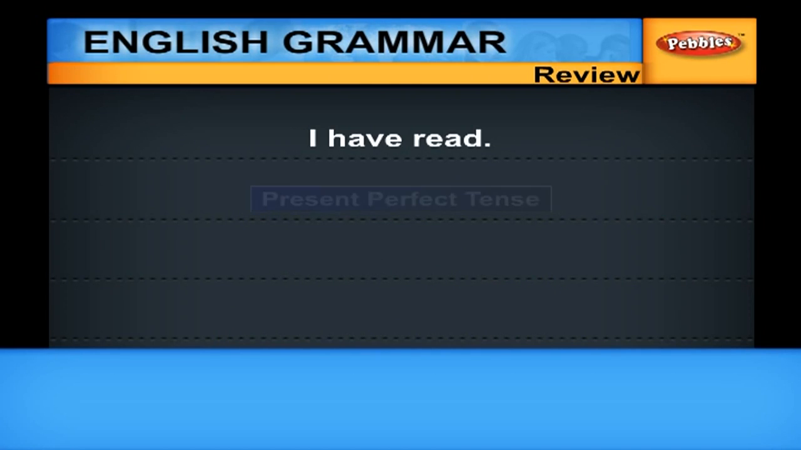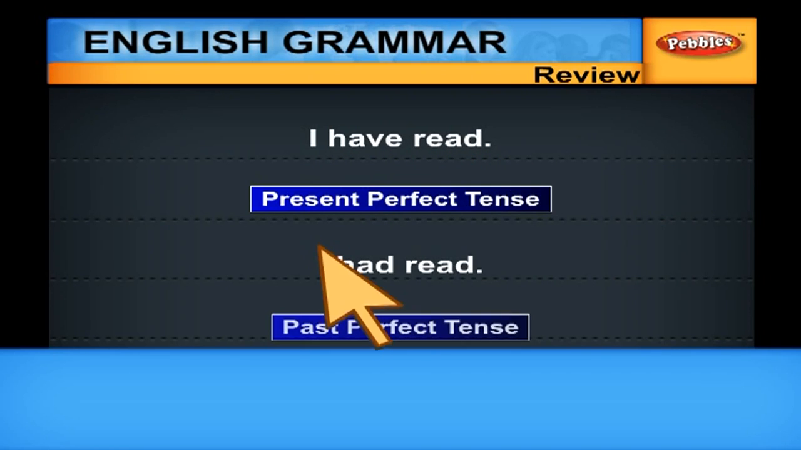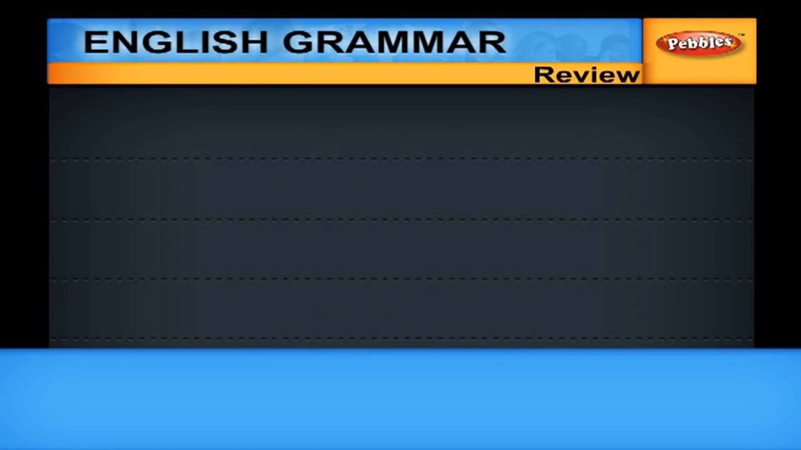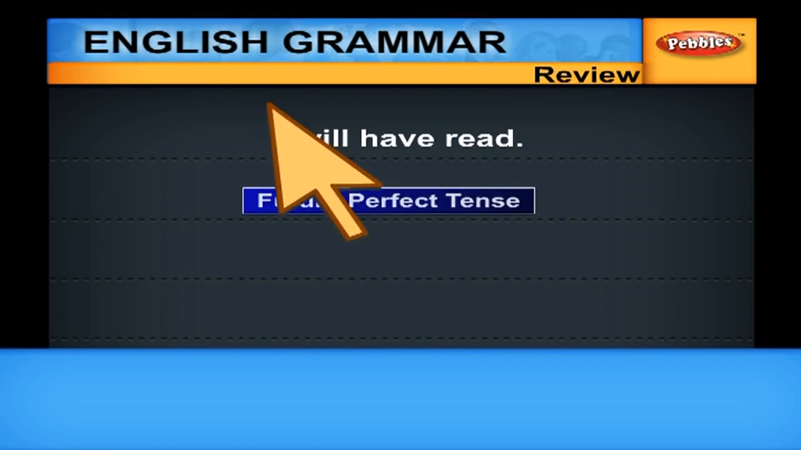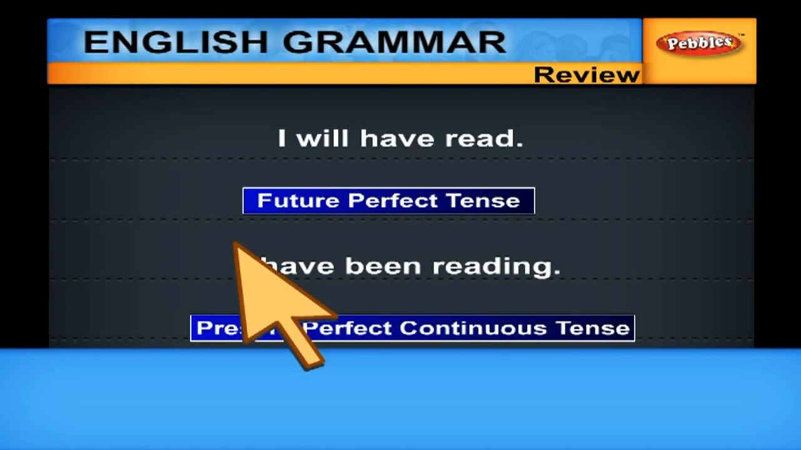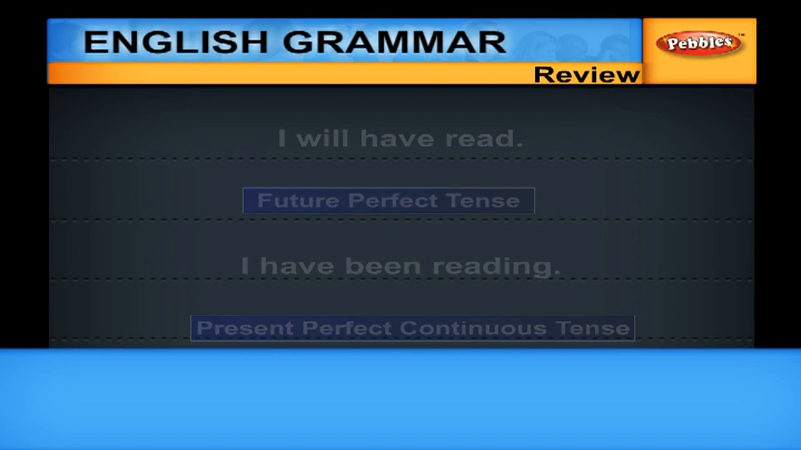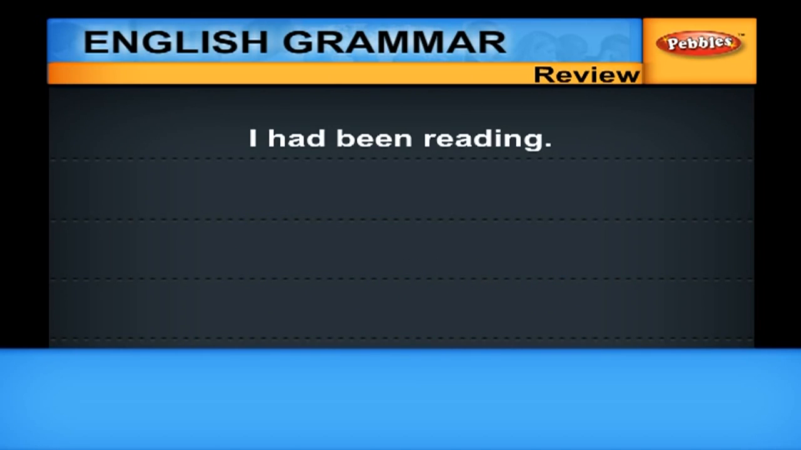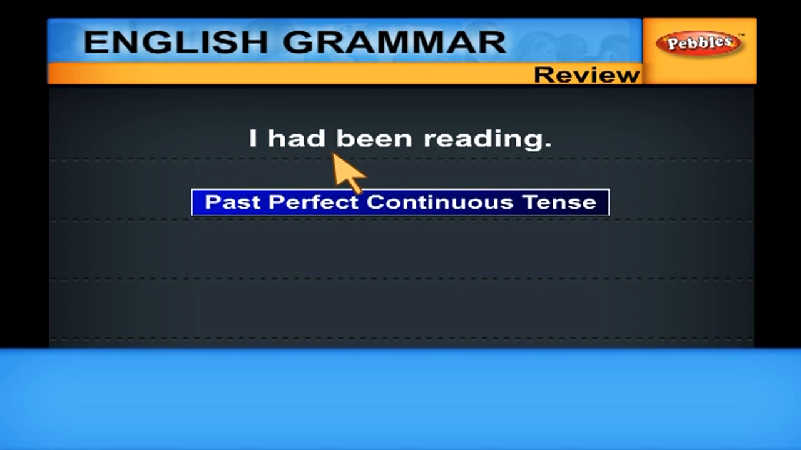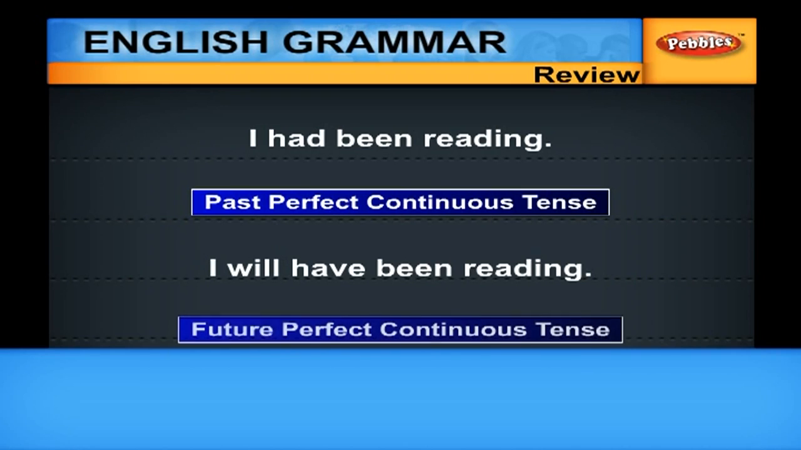I have read. Present perfect. I had read. Past perfect. I will have read. Future perfect. I have been reading. Present perfect continuous. I had been reading. Past perfect continuous. I will have been reading. Future perfect continuous.